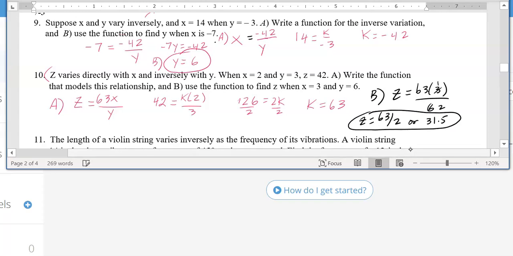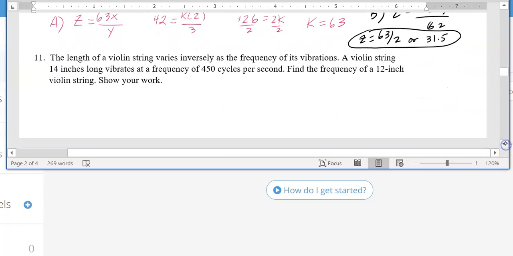Well, there's the part B answer. Part A, part B. Okay, and here's an application problem involving inverse variation.